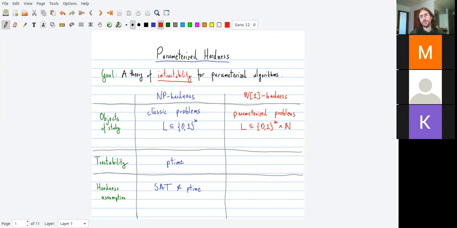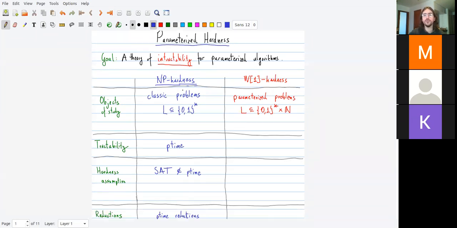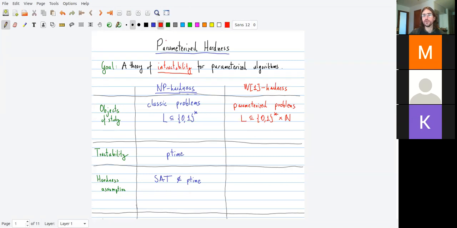You probably know already one such theory, or have seen it in some courses, for showing conditional hardness lower bounds for computational problems. And this is the theory of NP-hardness. This is a theory of lower bounds against the existence of polynomial time algorithms. And during this lecture, I would like to give you the theory for the parameterized counterpart of this theory, the theory of so-called W-hardness. We will be using a lot of analogies between these two areas because certain aspects, and why we are doing certain things, can be understood better if you see the analogy.